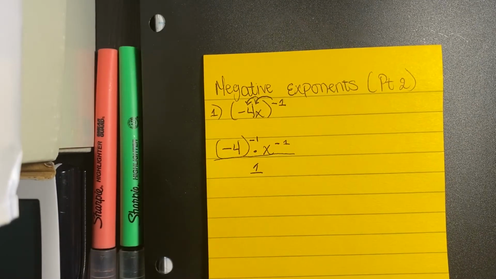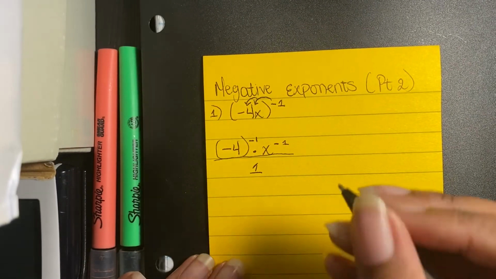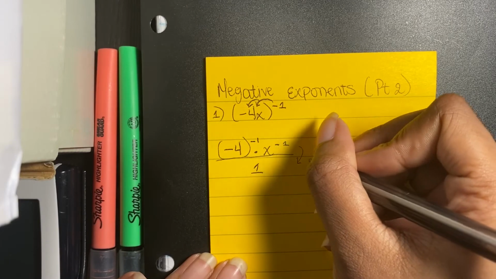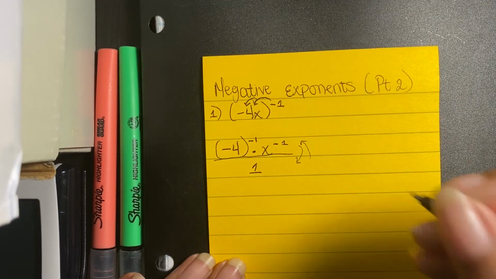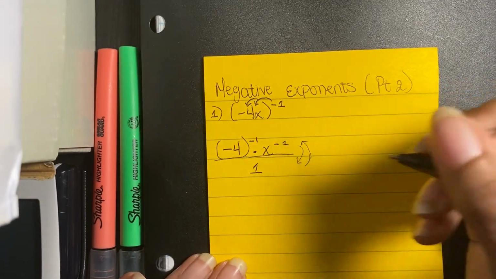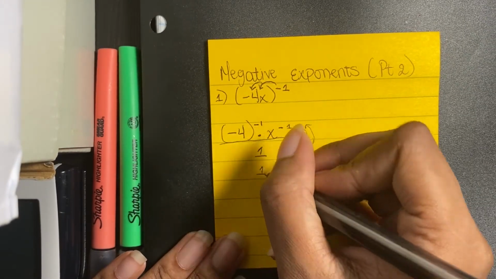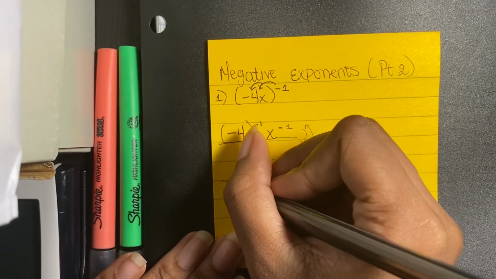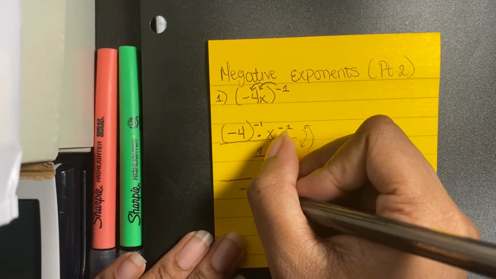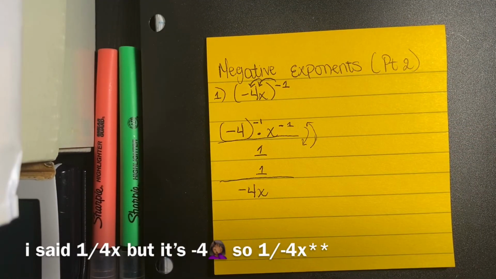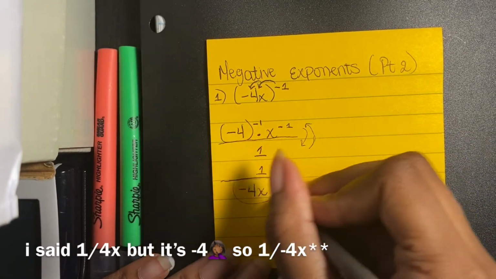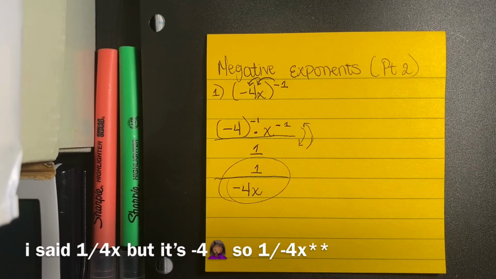So you move it to the bottom because it's all being divided by 1. Don't forget that there's always an imaginary 1. So you move it to the bottom. So it's going to be 1 being divided by negative 4x. Literally, that's it. It's still going to be a negative 4 because the number doesn't change just because there's an exponent. So you end up with 1 divided by negative 4x. And you move the x, and it's just a 1, so there's no exponent.